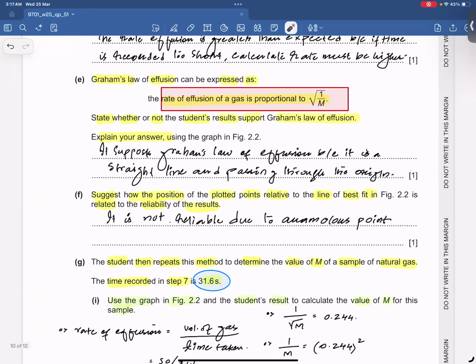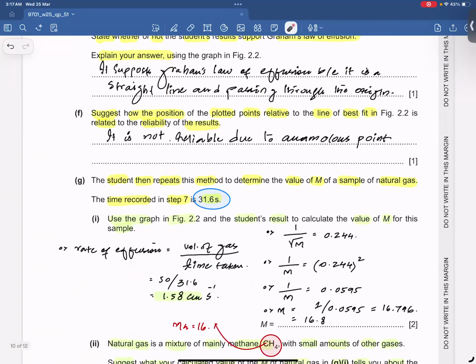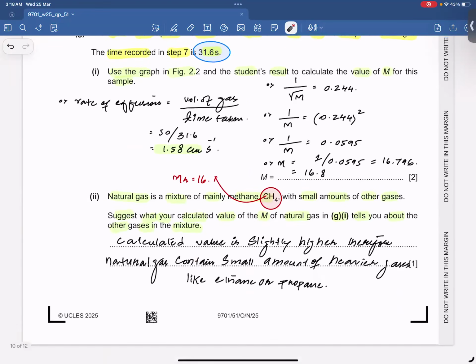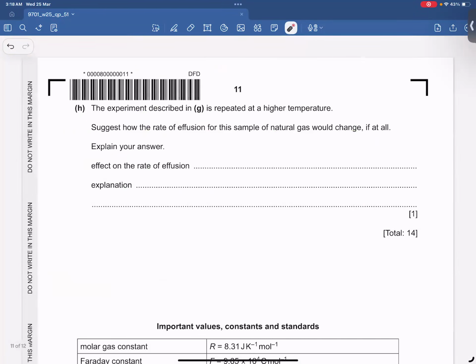Okay, that's the thing I think we talk about. Okay, that's not the end. Oh, that's the last part of the question. Oh my goodness. The experiment described in G is repeated at high temperature. Show the rate of effusion for this sample of natural gas would change, if at all. Explain your answer. Rate of effusion increases.